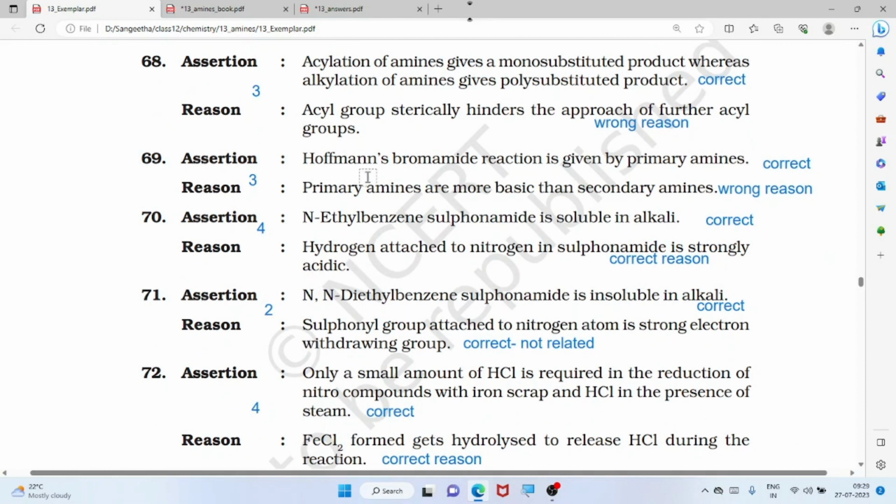Hofmann bromamide degradation reaction is given for the primary amines. Yes, correct. Primary amines are more basic than the secondary amines. No, we can't say like this. Okay. This is the wrong reason. This reason is not related to this.